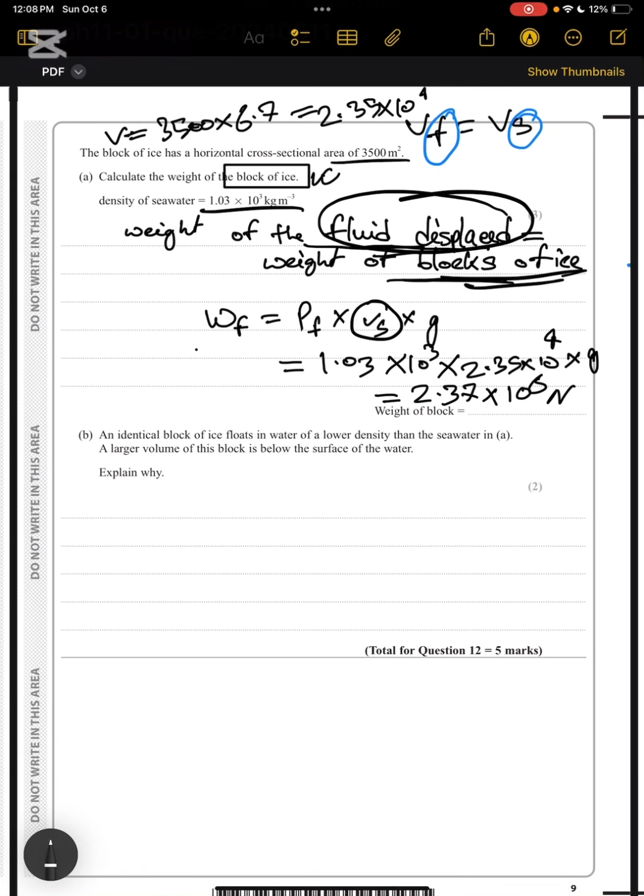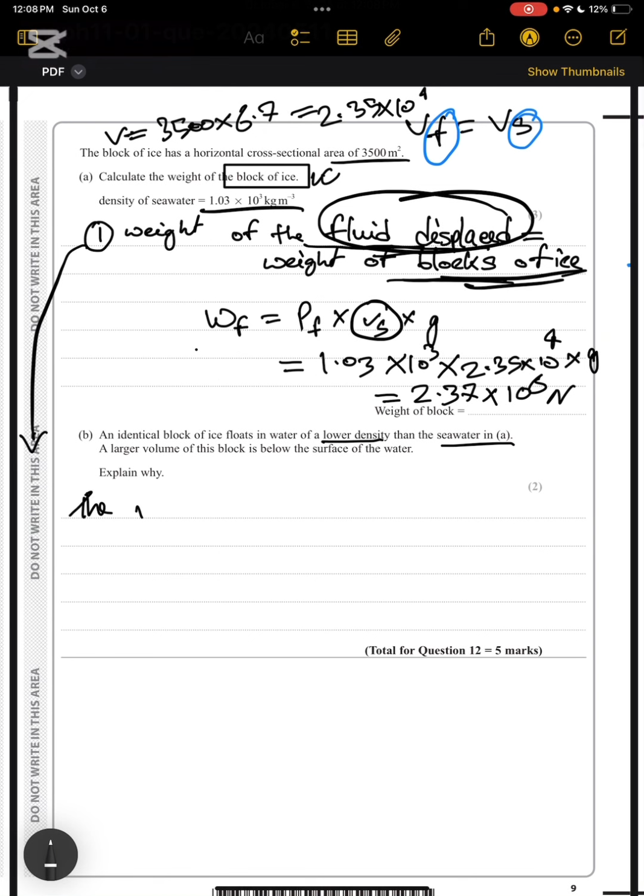So let's go back to the question. They have said an identical block of ice floats in water of a lower density than the sea water, in a large volume of which this block is below the surface of the water. So what they have said is, we can say the weight of the block is equal to the weight of the fluid displaced. We will mention this part right here as well.